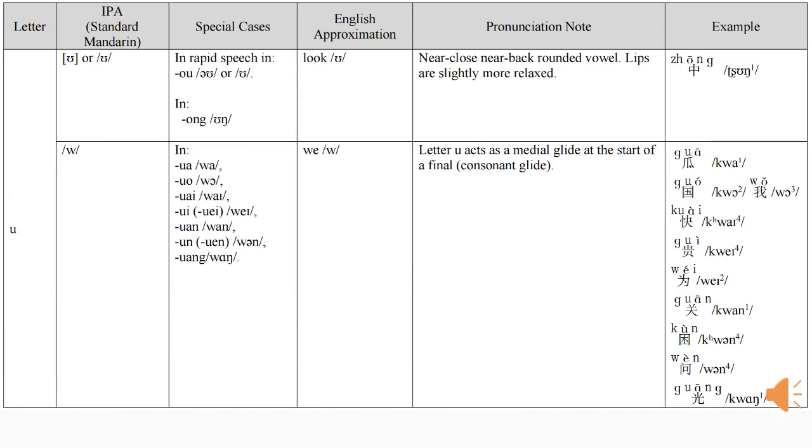Letter u in final ung and in rapid speech in final ong is pronounced as u. It is slightly more relaxed. Zhong. Letter u acts as medial glide at the start of a final consonant glide. In wa, wo, wai, wei, wan, wen, wang. For example, gua, guo, guai, gui, guan, guang, gun.